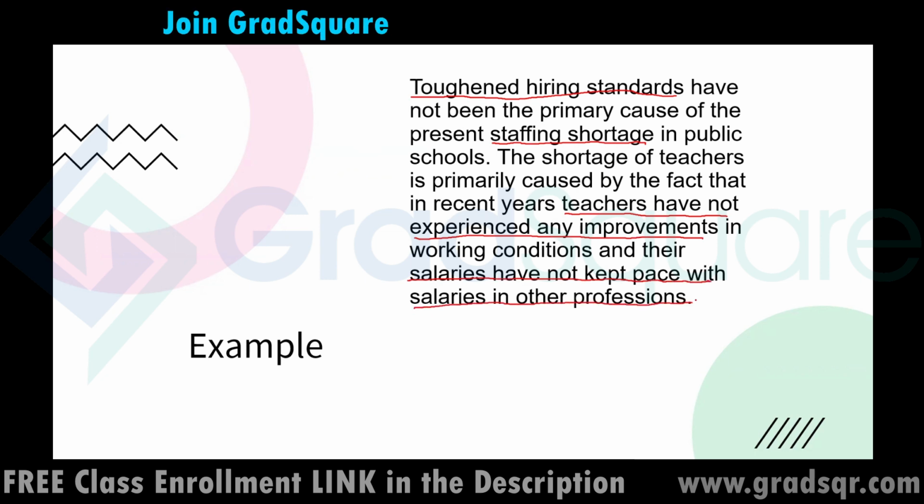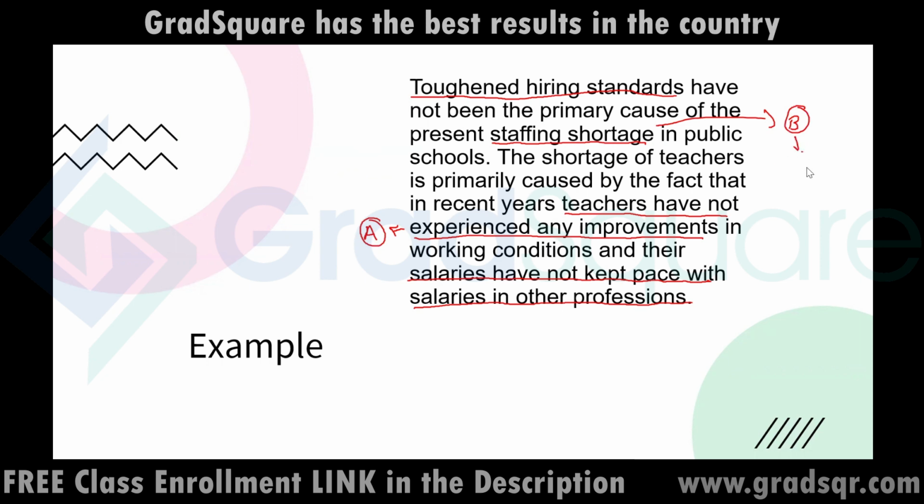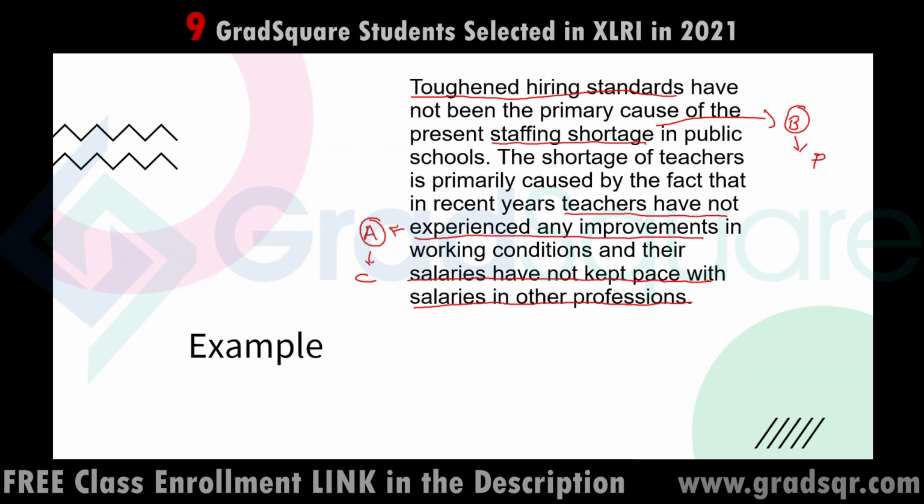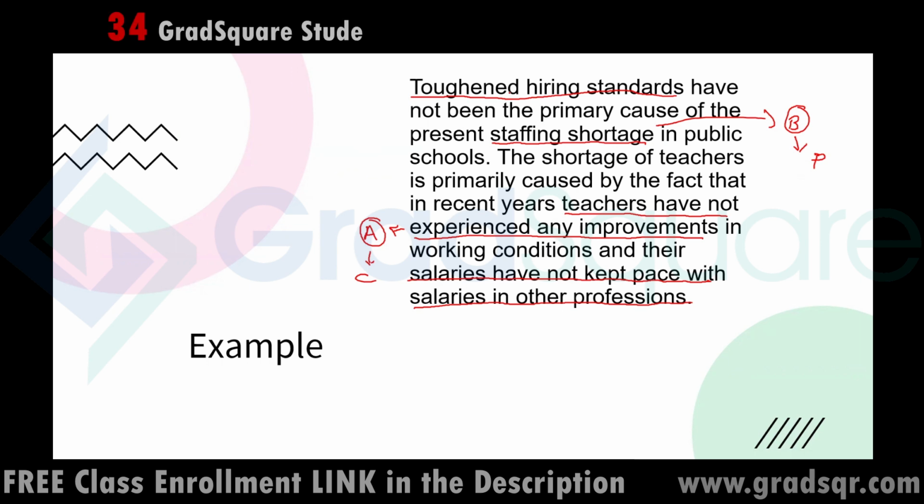So the author is saying that this is A, the cause, for which this is the B effect. In this case, the effect becomes a premise because the effect has happened. And A becomes the conclusion that this is the cause and this is not the cause. Okay. So this is a typical example of a cause and effect relationship in which the effect is the premise and the cause is the conclusion.